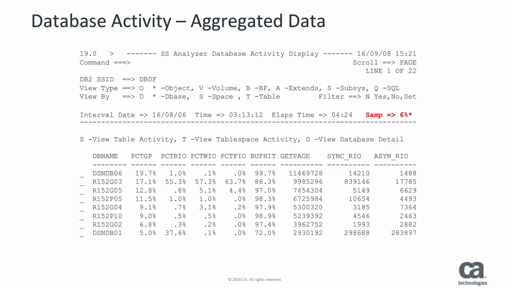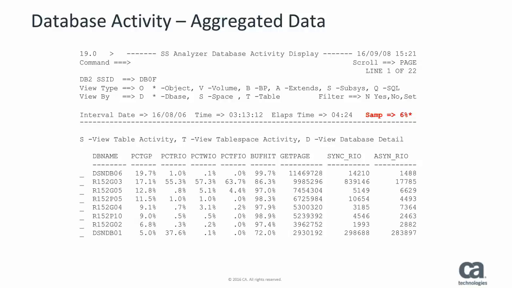The database activity display shows aggregated data for the intervals that we selected. Notice that the sampling rate in the SAMP field is 6% with an asterisk. When the selected intervals have different sampling rates, the lowest sampling rate is displayed in the SAMP field with an asterisk. Next, we'll look at data collected in a data sharing environment.